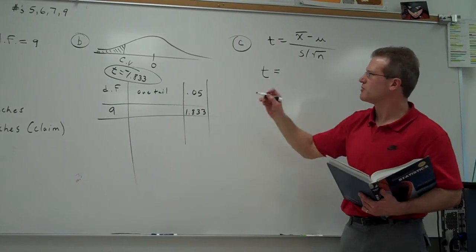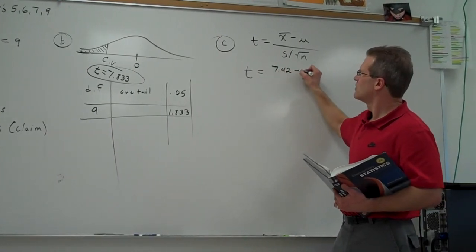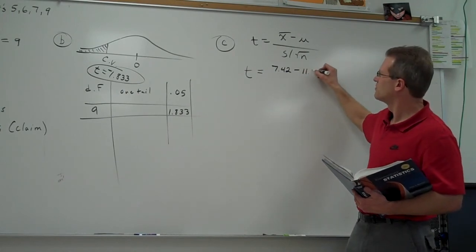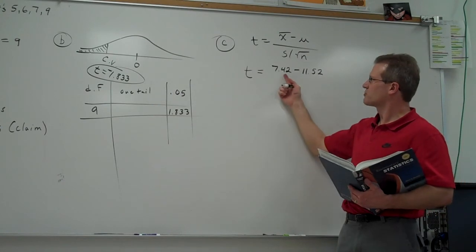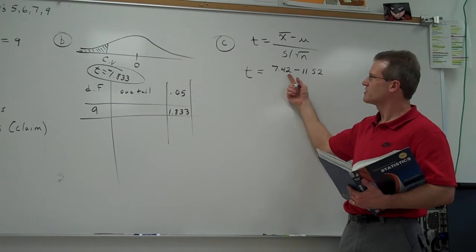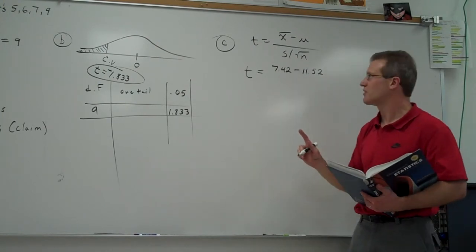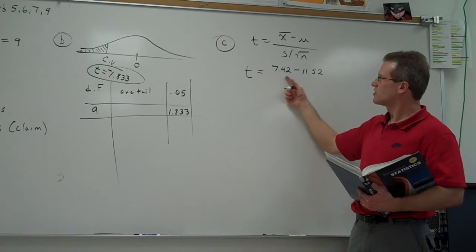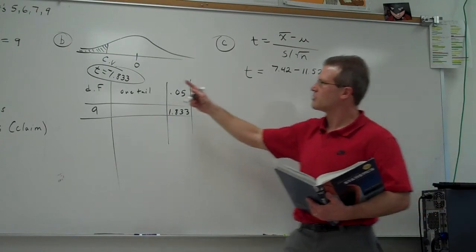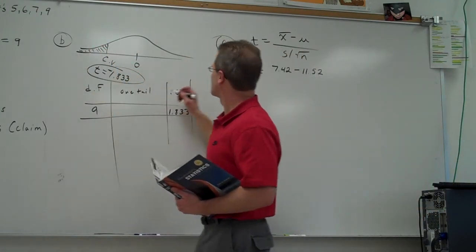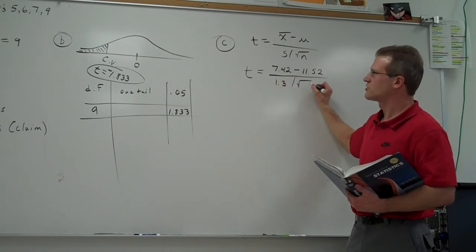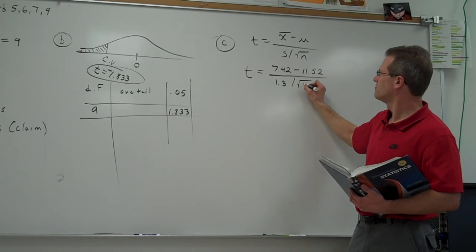So X bar is our sample mean, which is 7.42, minus mu, which is 11.52. So just looking at that, does that look like it's a pretty big difference there? Yeah. I don't have it statistically figured out yet, but I'm guessing that this is going to get a pretty low T score, because it's probably going to end up with a value out here in the left tail. Let's find out in a minute, though. S is 1.3 divided by the square root of 10.